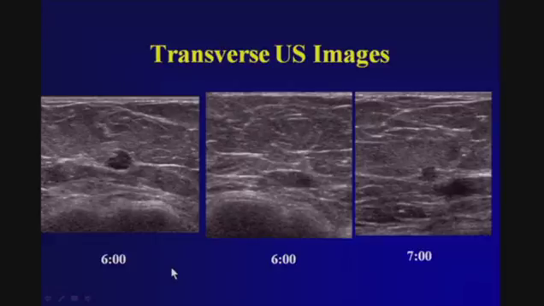And then the patient presented for ultrasound. These are all transverse images. So here we see an irregular hypoechoic mass at 6 o'clock, an oval hypoechoic mass also at 6 o'clock, and a somewhat irregular hypoechoic mass at 7 o'clock.